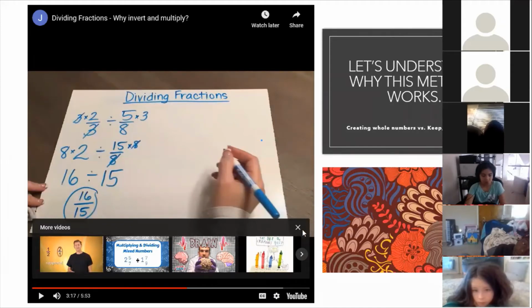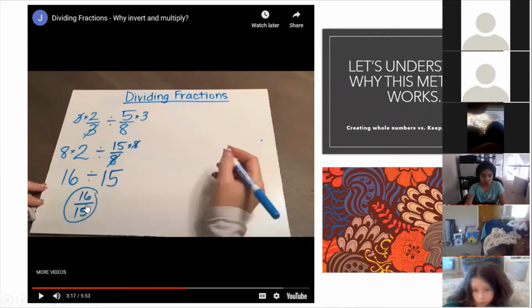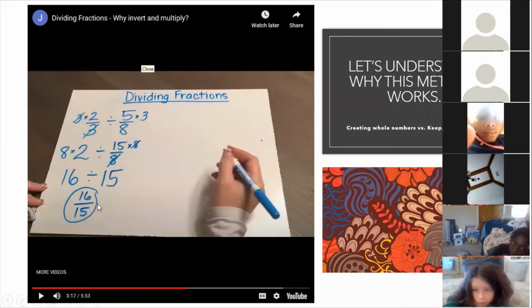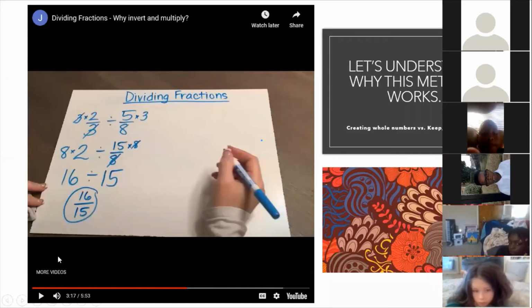A mixed fraction. It's not a mixed fraction yet. We could turn it to a mixed fraction, but what is it right now? Improper. Good. All right, I'm going to let you finish the video. Now you're going to see her connect it with keep, change, flip, and you'll have your aha moment.